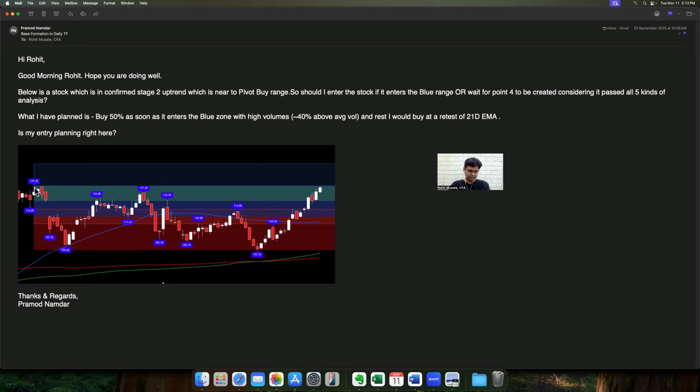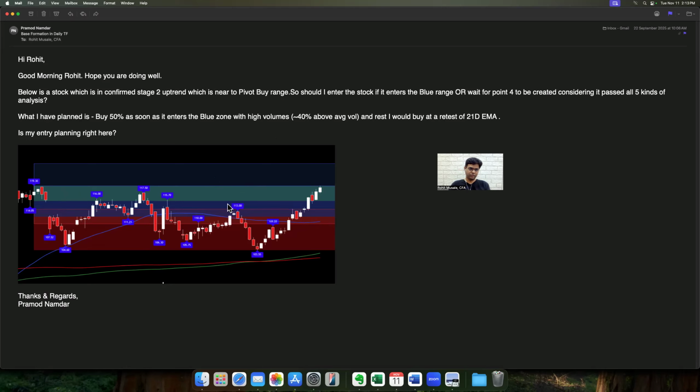He has marked this base from here. I assume this is the 52-week high. So you have the green zone, blue zone, and the red zone. Okay, nice little base formed here. He's saying below is a stock which is in a confirmed stage 2 uptrend, which is near to pivot buy range. Pivot buy range, you see this blue, transparent blue shaded area above this 52-week high. That's the pivot buy range.